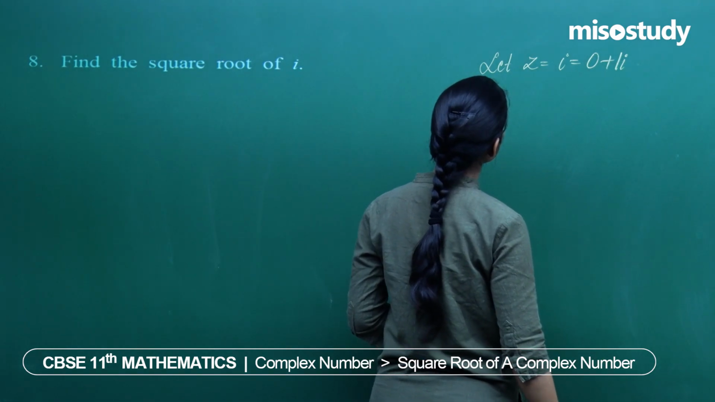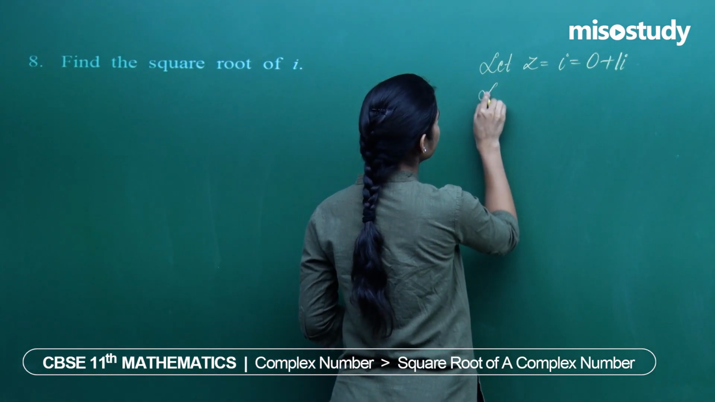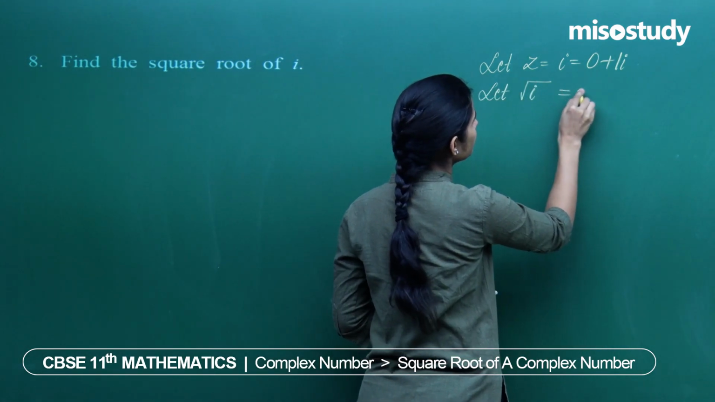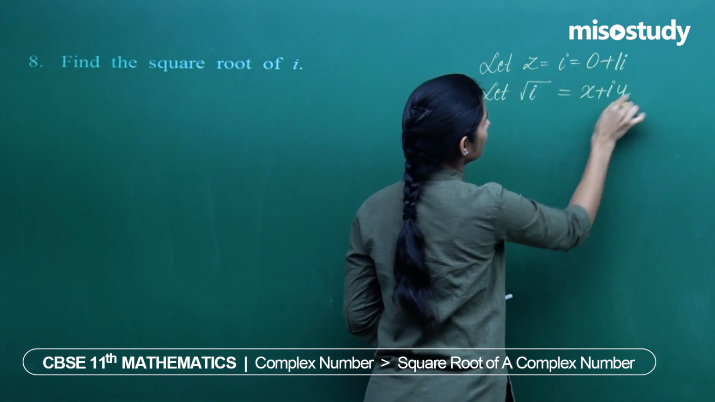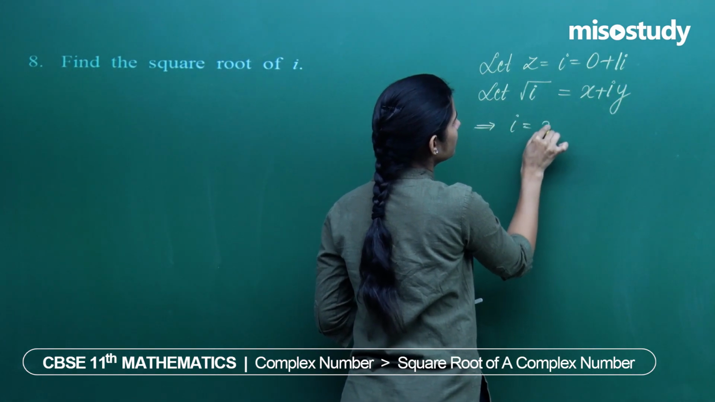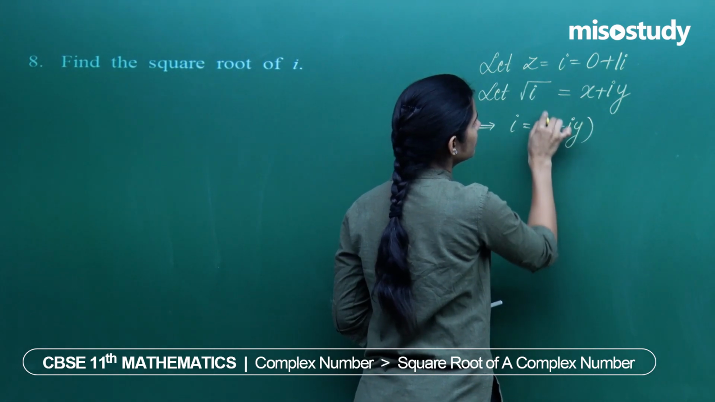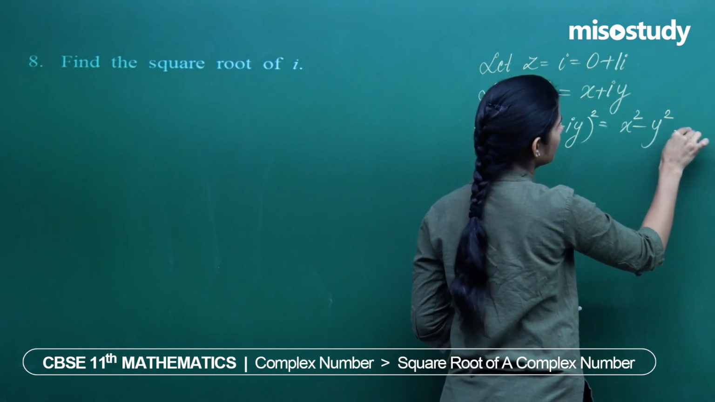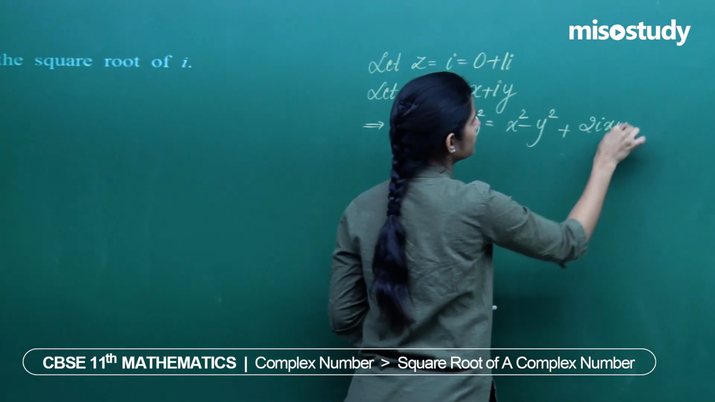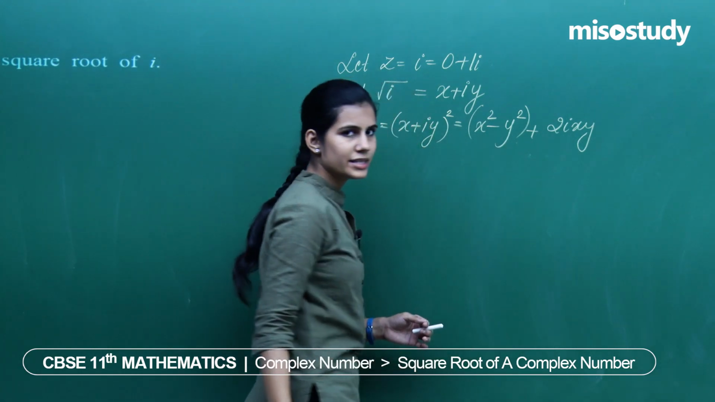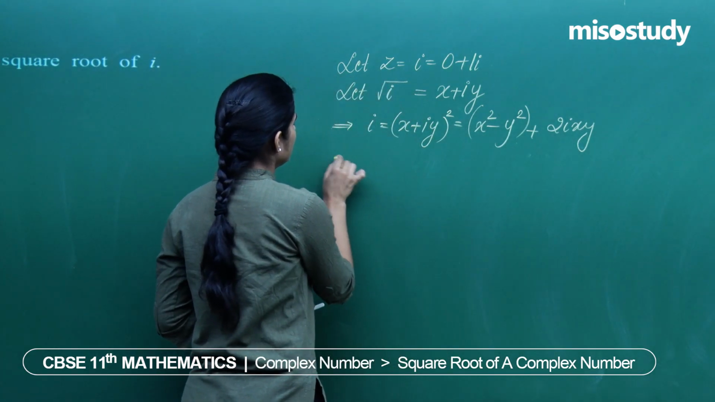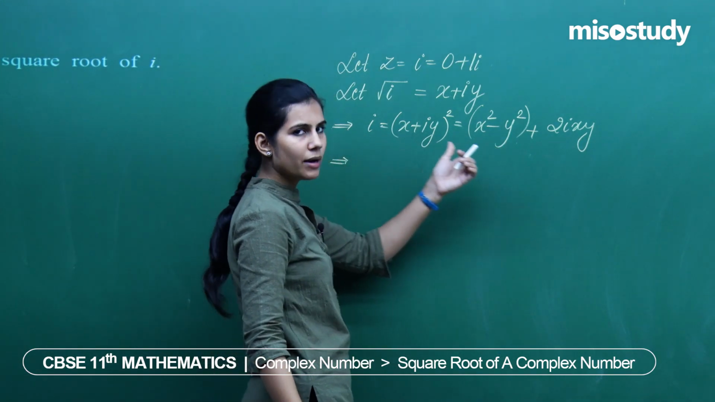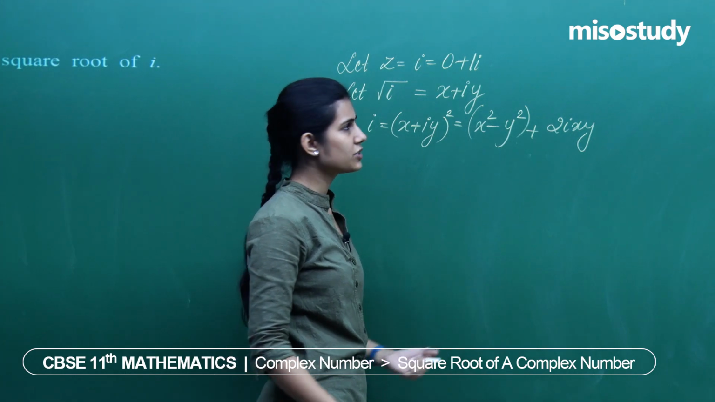Fine. Now in here, if z is equal to iota, I am interested in root iota, square root of iota. Suppose this is equal to x plus iota y. So iota will be equal to x plus iota y whole square, which is x square minus y square plus 2 iota xy. This is the real part and 2xy is the imaginary part. If iota is equal to x square minus y square plus 2 iota xy, that means real part is equal to the real part, imaginary part equals the imaginary part.